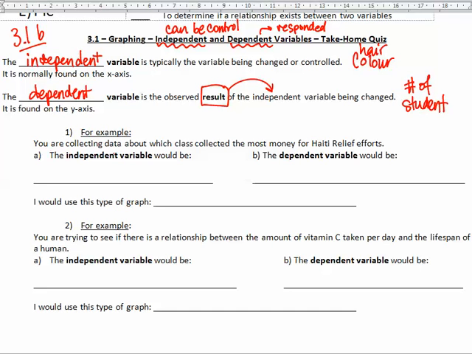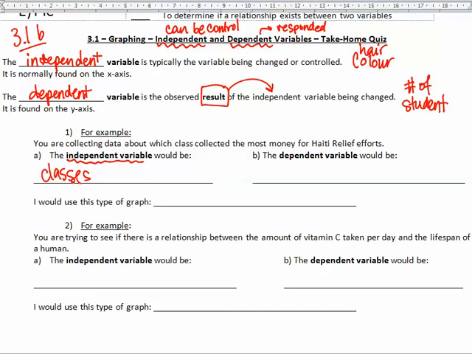Example 1, I'm collecting data about which class collected the most money for the Haiti relief efforts. So now pause the video and take a moment to think about which variable would be independent and what would be dependent. After we've thought about it, we can see that the independent variable is what we can choose, and we actually have a choice of which classes we're going to be asking. We can ask the grade 3 class, we can ask the grade 12 class, we could even combine the classes and say maybe the intermediate classes, the grade 7 and 8 classes, or all of the high school classes. Because I decide which categories the classes are going to fall under, that's independent. So the actual classes will be the independent variable.